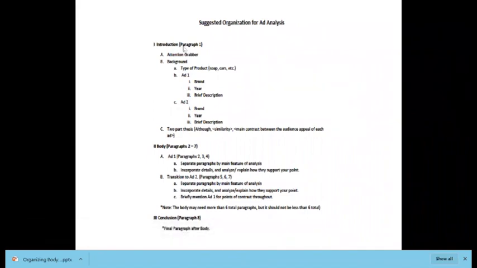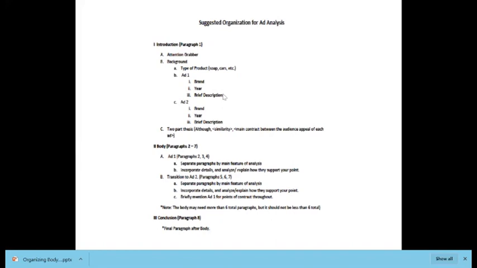For the introduction, which is all one paragraph, you'll have an attention grabber, background information, and a two-part thesis. Within the background, you are going to be mentioning whatever your product is, and then specifically both of your ads, including what brand you're going to be talking about, the year, and a very brief description.